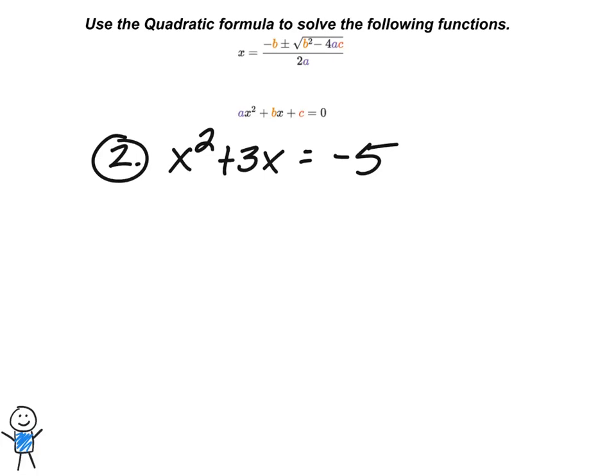On example 2, I'll go through the steps of setting it up and plugging it into the quadratic formula, but then I'm going to evaluate with my calculator. So for step 1, to identify the a, b, and c, I need my quadratic in standard form. This one is not in standard form to begin with, so I'm going to need to move this negative 5 to the left side of the equation in order to get it in standard form.